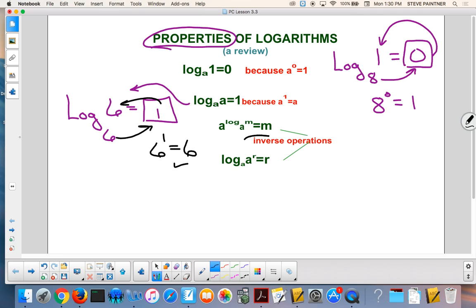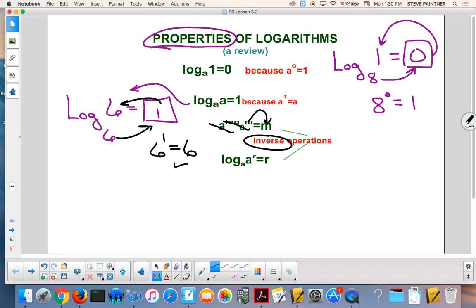The next two properties are called what? Inverse properties. Exponential base A versus logarithmic base A. Those are inverses. What did we say to do here last week? Oh, by the way, this A right here, guys, this is a little small a, log base A of m. What did we say we could do? Cancel out the bases. Base A, what's the answer? M. M is the answer.